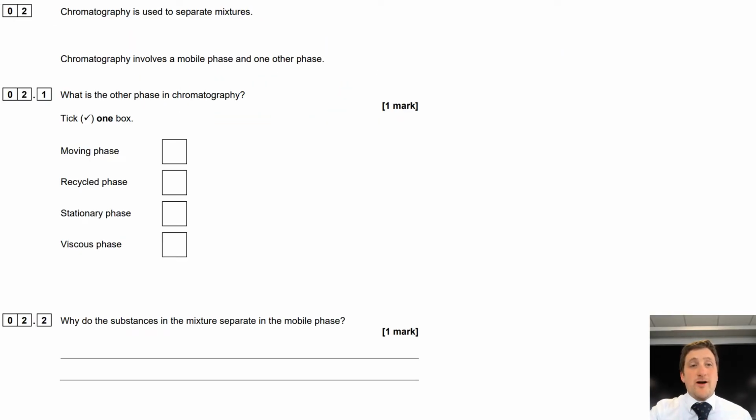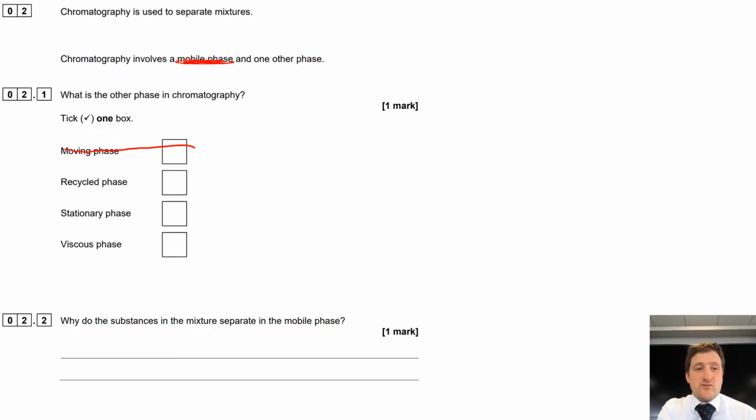Now next one we've got about chromatography. Totally different question, but again it's used to separate mixtures. Mixtures is really important as a word. We're going to come back to that again and again probably. Chromatography involves a mobile phase and one other phase. Well, what does mobile mean? Mobile means moving, okay? So what is the other phase in chromatography? Well, it's not moving because we just said mobile does that.